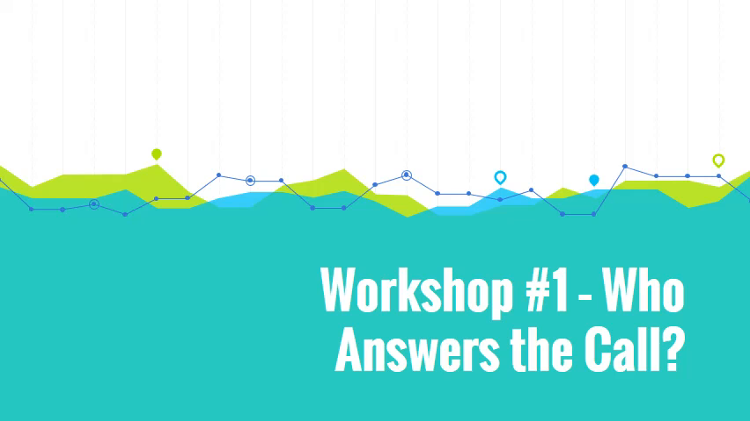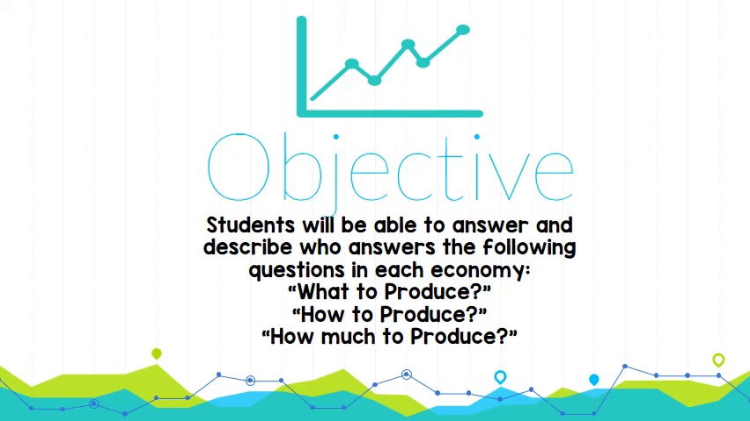What we're going to be working on today in our class is workshop number 1 and part of our Invisible Hand project. Who answers the call is that big question that we're looking at. So our objective today is to answer basically who, and that's what we're going to look at. Students will be able to answer and describe who answers the following questions in each economy: what to produce, how to produce, and how much to produce. And all of those are going to be an essential part of this Invisible Hand project.